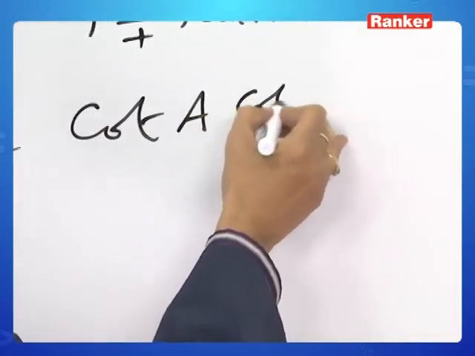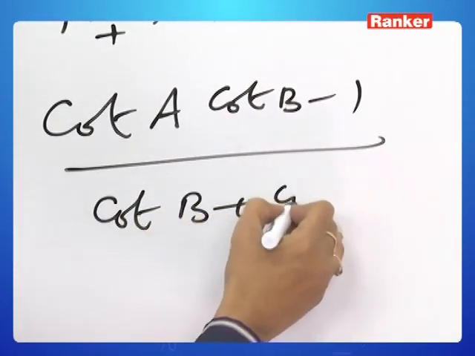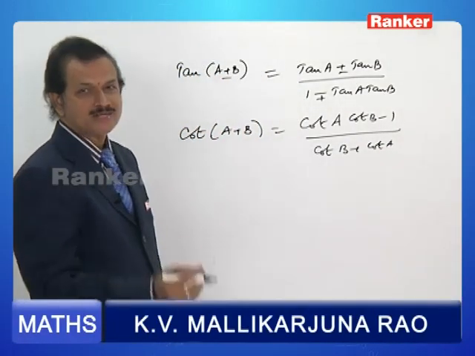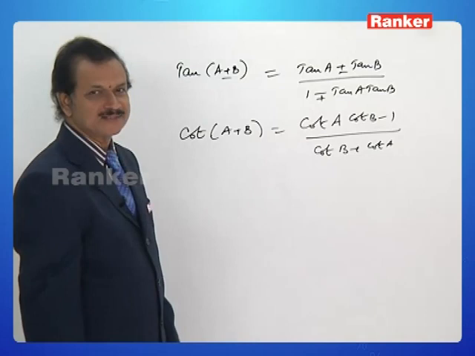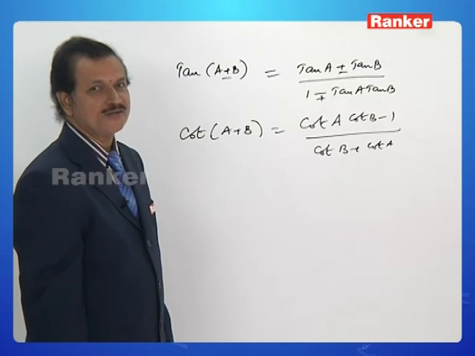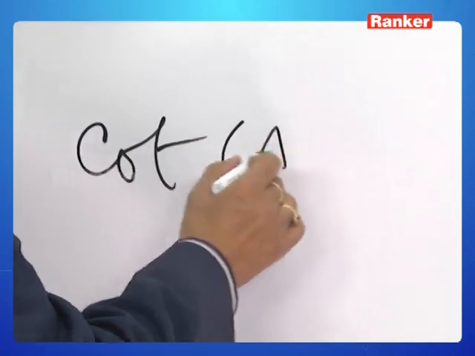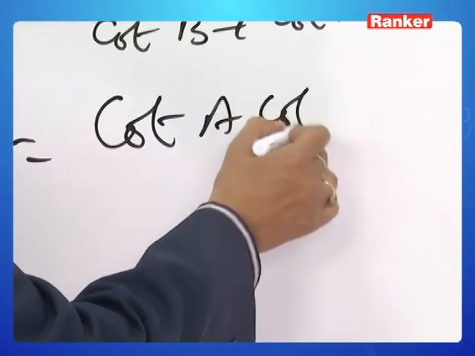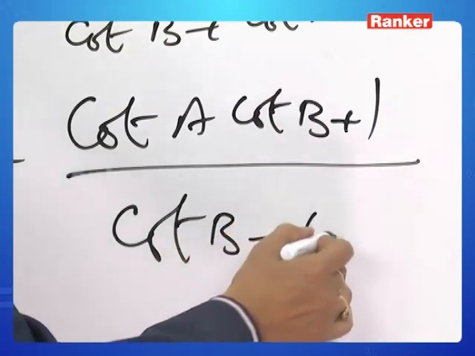Cot a cot b minus 1 by cot b plus cot a. Well, my dear, you can write it as cot a plus cot b also, but there is a very simple benefit we have by writing like this. What is that benefit? Please wait for a minute. I shall mention it after 1 minute. Again, cot of a minus b. What is cot of a minus b? Cot a cot b plus 1 by cot b minus cot a.